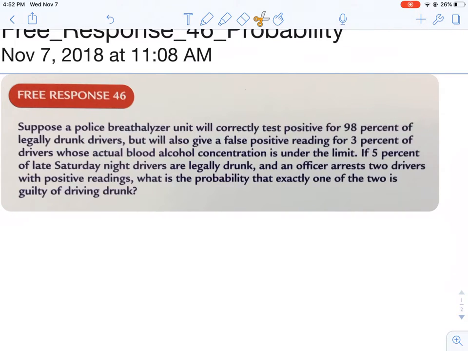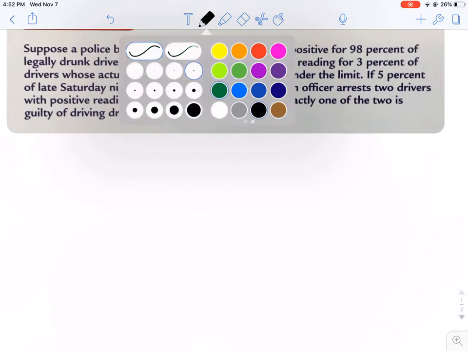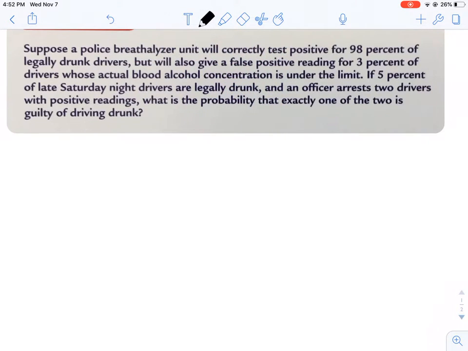Okay, so what we're going to do is break this down using a tree diagram. Now, when I came around, I was seeing people attempt this problem. I noticed people started their tree diagram dealing with the reading, going with the 98%, the 3%. The thing is, they give you the key information at the end of the problem. So we know that this officer is pulling people over on a Saturday night. So the first thing we want to know is, what about these drivers he's pulling over? How many of them are actually legally drunk and how many of them aren't?